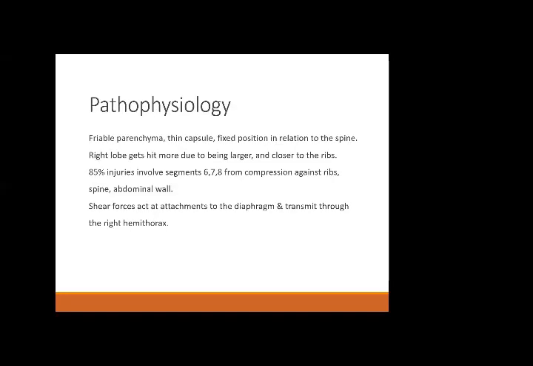Why is the liver injured more commonly as compared to any other organ? It has a friable parenchyma, has a thin capsule, is fixed in position and attached to the diaphragm and the abdominal wall with certain ligaments, which we have discussed in the previous lecture. And the right lobe gets injured more commonly, as it is a big lobe as compared to the left lobe. 80% of injuries involve the right lobe segments.